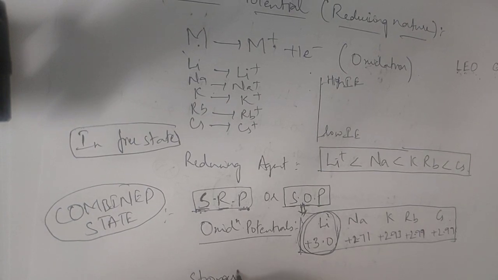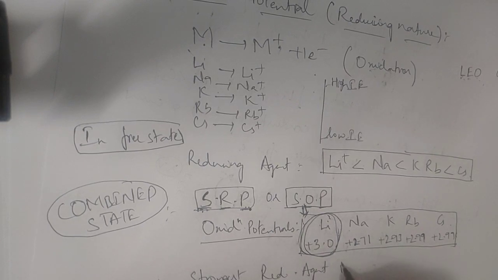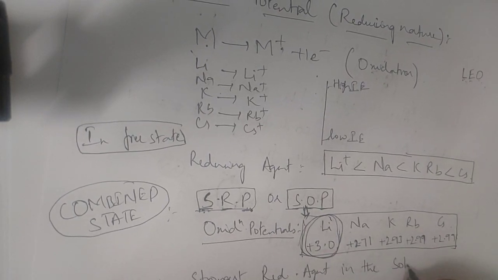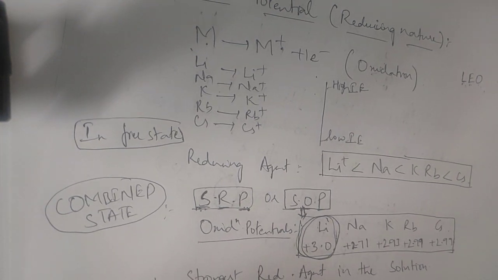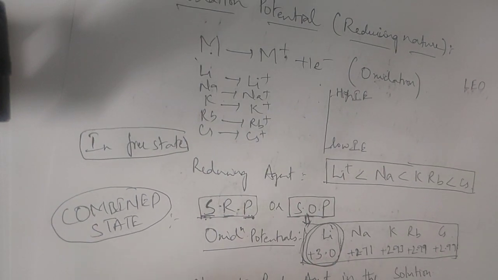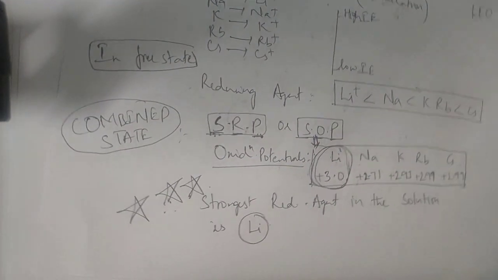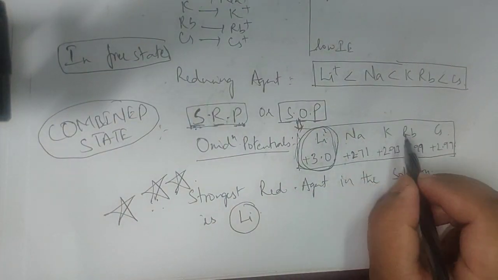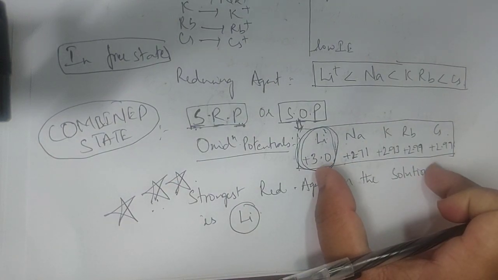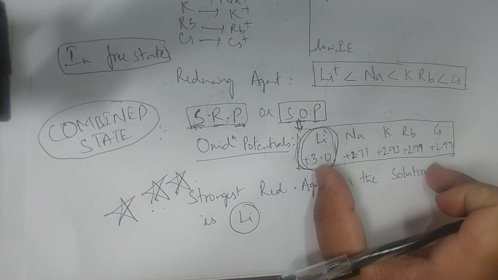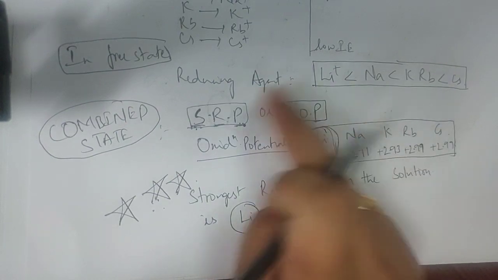The strongest reducing agent in the solution is lithium. Okay, very important point, remember this. I will explain it again. Lithium, sodium, potassium, rubidium, cesium have these values. How did we get these values? They are experimentally calculated, and these values are called oxidation potentials, SRP or SOP. This is just information.